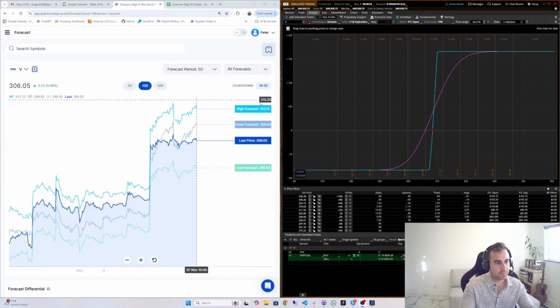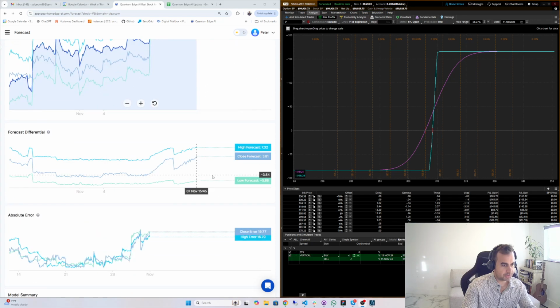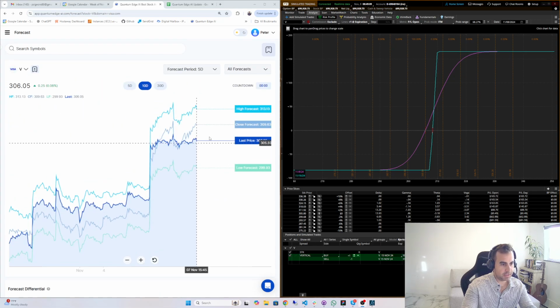Now, we can look at V, and we have the close forecast differential be positive, and we have this differential where the difference between the high forecast and the low forecast, absolute value, is above 1. So we're going to say the bias is positive.